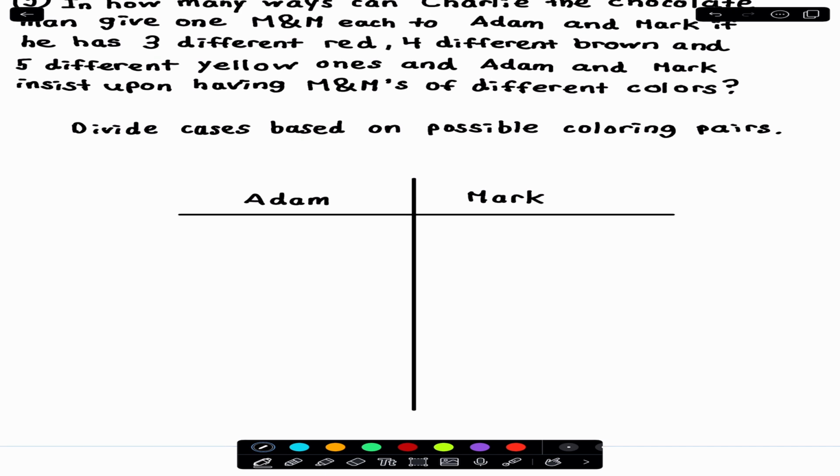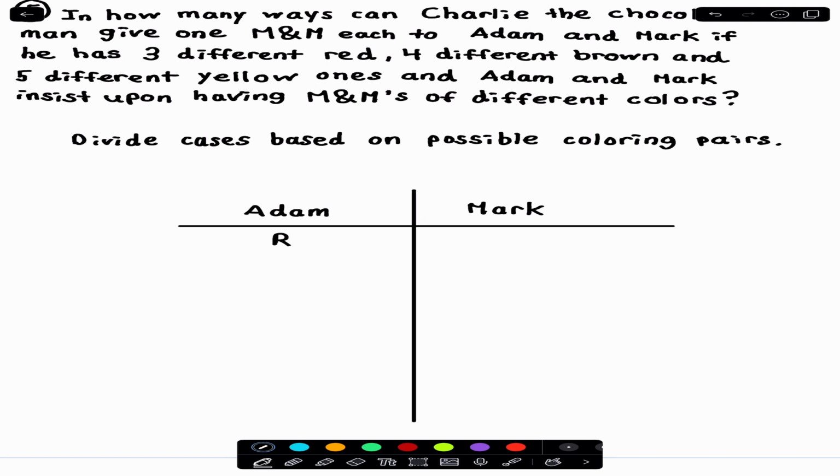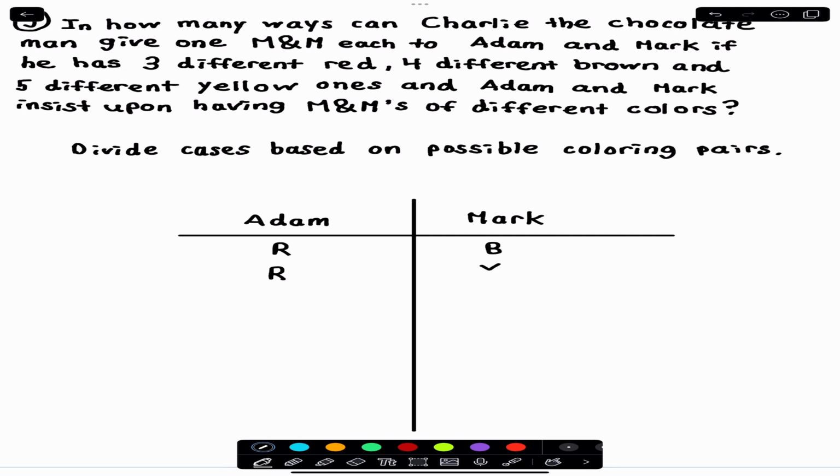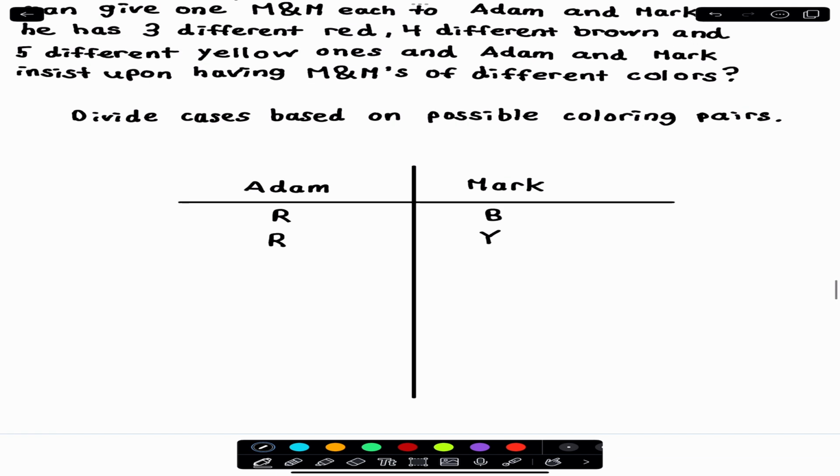And now what we're going to do is, let's say Adam gets a red M&M. Mark cannot get a red M&M because remember, they must be different colors. So Mark can either get a brown, or if Adam has a red, Mark can also get a yellow M&M. And I'm actually going to space this out just a little bit more because I gave myself quite a bit of room in this chart. Okay.